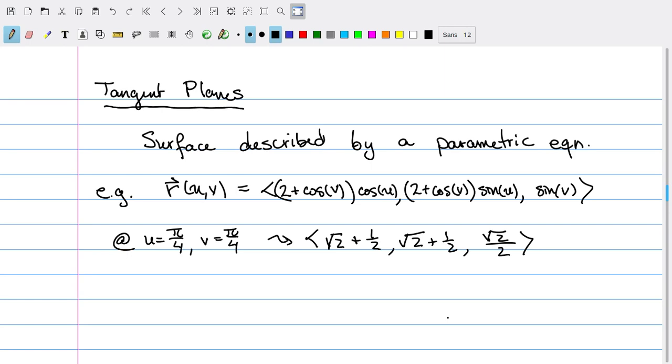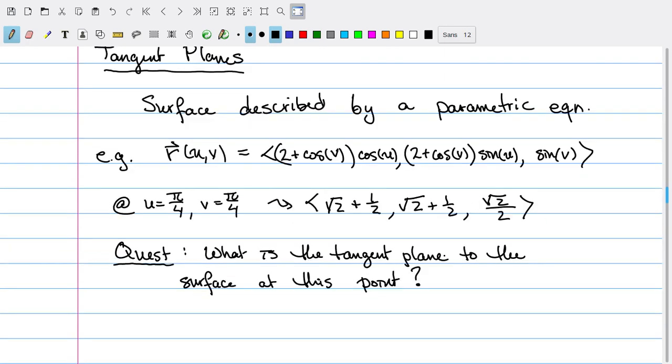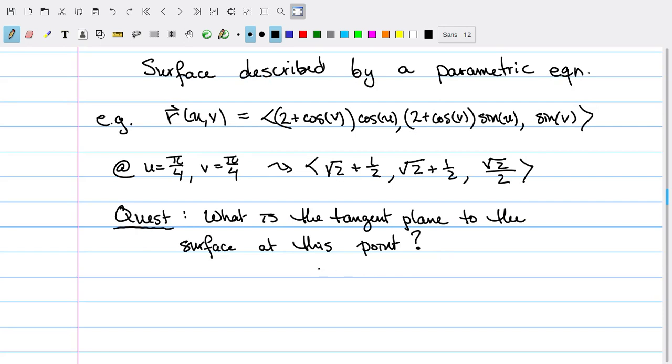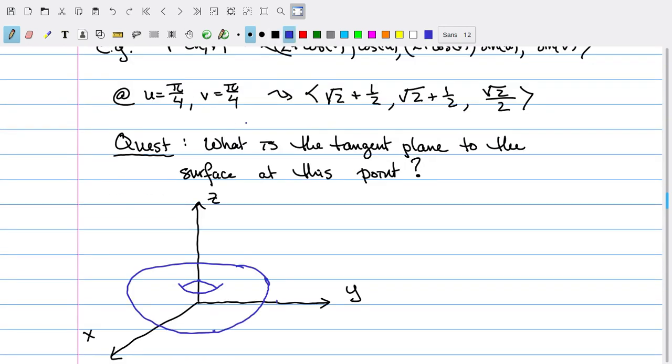And I can ask, okay, what's the local tangent plane at that surface? And it's actually really very easy to do. I can even draw a nice little graph of this particular surface, which has a very familiar shape. It looks a little bit like this. In particular, it's a donut shape.